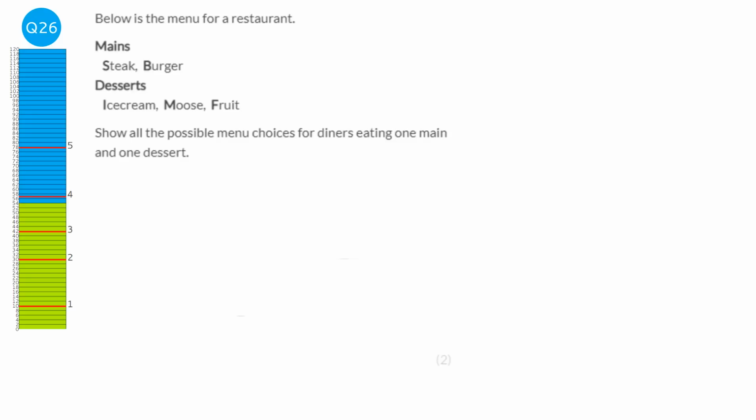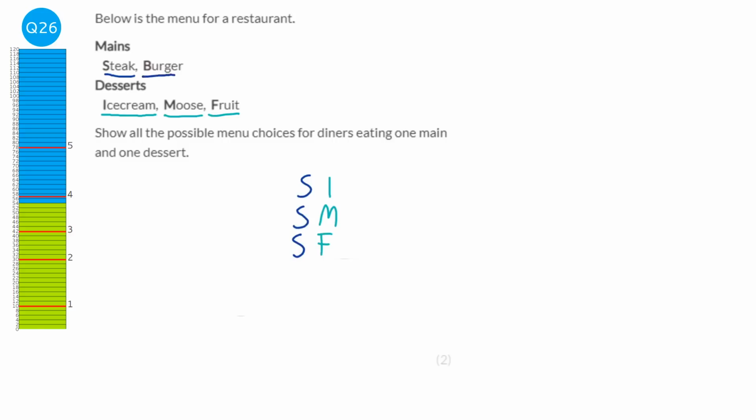So we're going to start off just looking at steak, and so I'm going to start off with the S, and we're going to pair it with the first dessert, which is the ice cream. Then we're going to pair the steak with the second dessert, which is the mousse. Then we're going to pair it with the third dessert, which is the fruit. So we're being really methodical. We've done all of the combinations with steak.